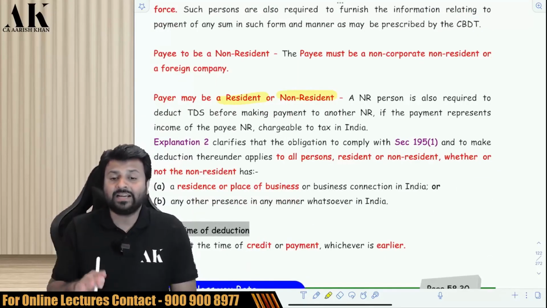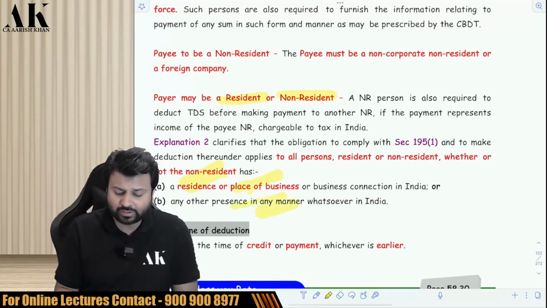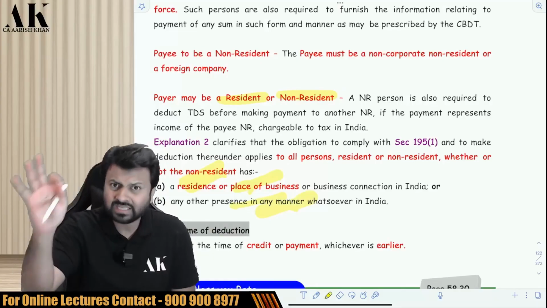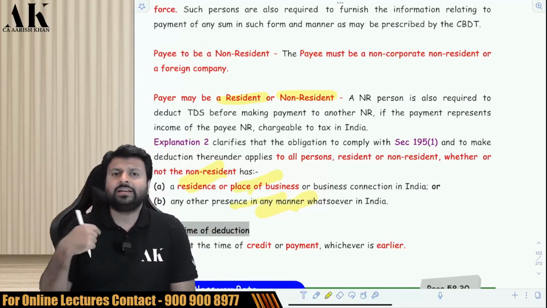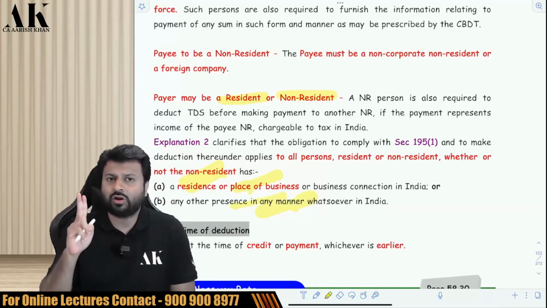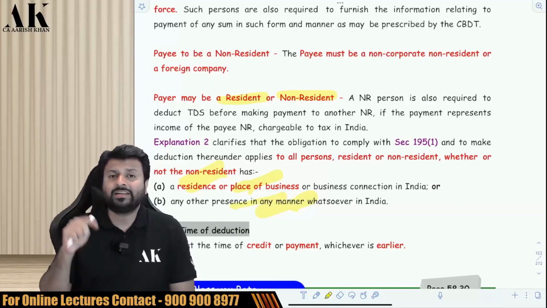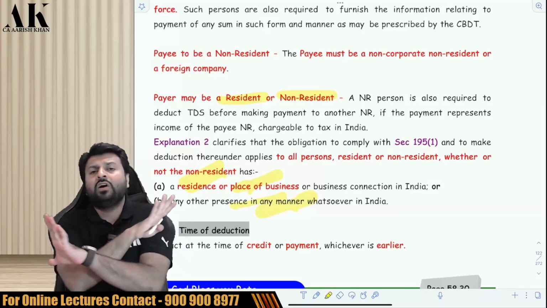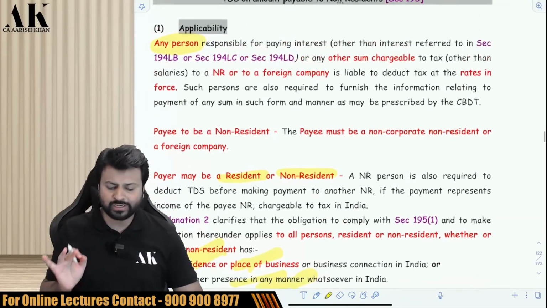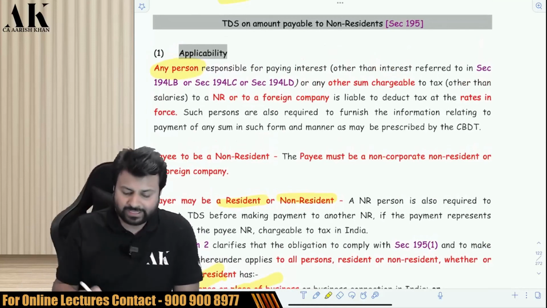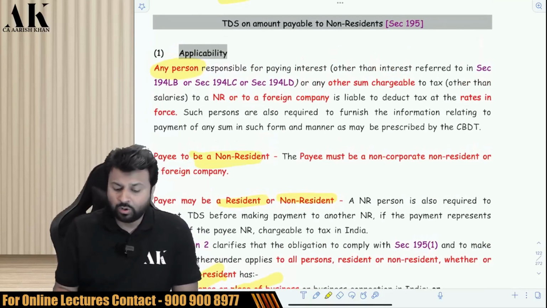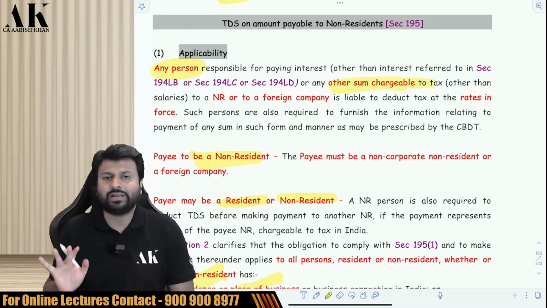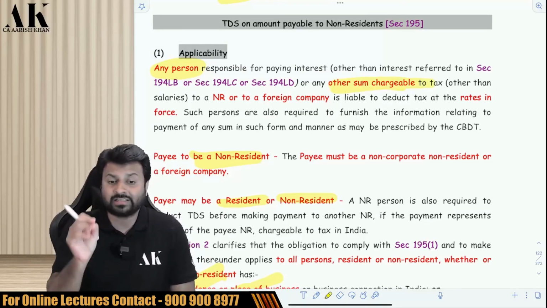Further, the deductor may have a place of business or residence or any other presence in India, or may not have that. It doesn't matter. The deductor has to deduct the TDS. Whether the deductor has a place of business, place of residence, business connection, any other presence in India, or does not have all those things, it has to deduct the TDS. Who is the deductee? The deductee has to be a non-resident or foreign company whose income is chargeable to tax in India. If the deductee's income is not chargeable to tax in India, then you are not liable to deduct TDS under this section.